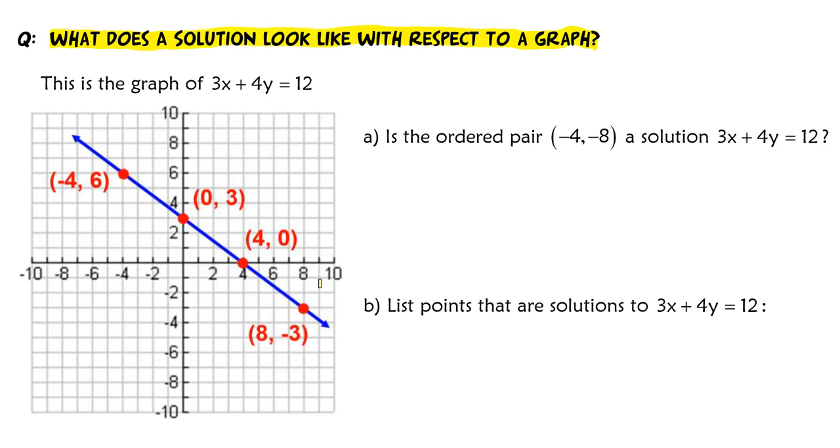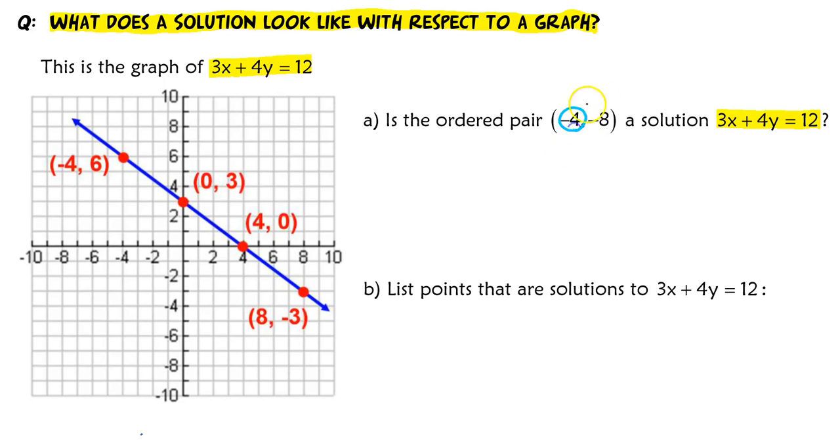So this first question says, is the ordered pair negative 4, negative 8 a solution to 3x plus 4y equals 12? So notice it is the same as this equation here with the graph below it. But we're going to answer this just like we did in the problem right above. We're just going to go ahead and plug in this x for the x right here, and we'll plug in the y value, negative 8, in for the y. So we just plug it in to see if we get a true statement or not.